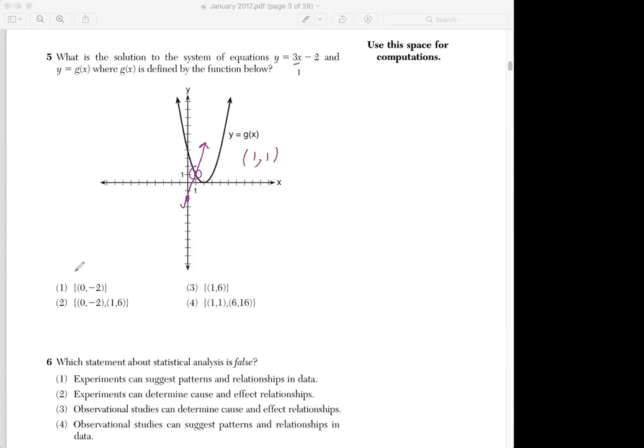Let's see if that helps us. This isn't it. That's not it. That's not it. This is the only one that has (1, 1) in it. So this is our answer. And I guarantee you if I kept going, I would get to (6, 16). But it's kind of off of the graph. It'd be like up there a little bit.